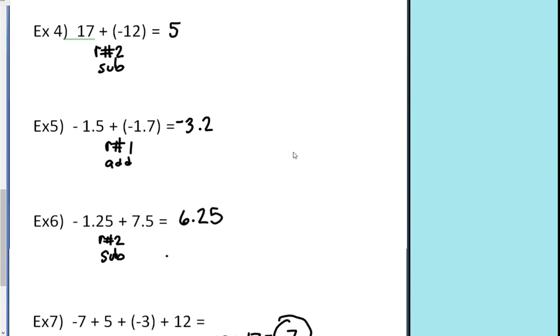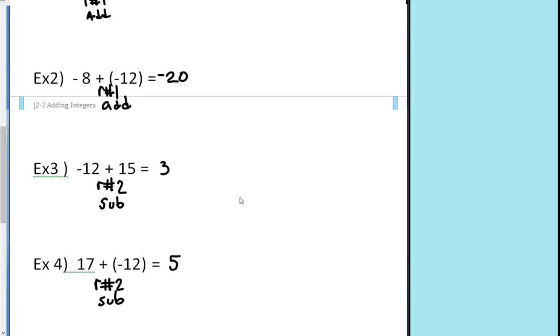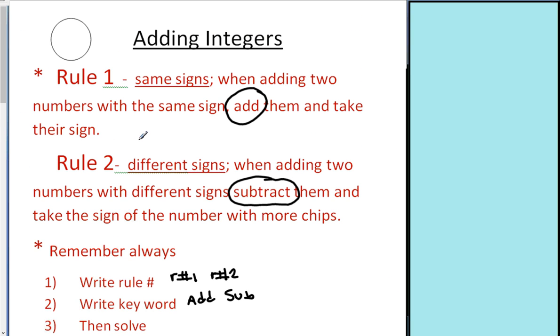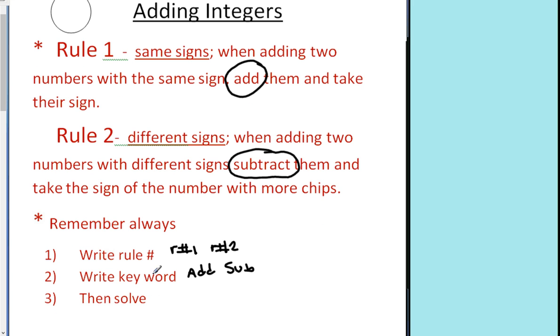And there you have it. Adding integers. Very important concept. It's something that by the end of this unit you have to be perfect at. You can't be making mistakes with it anymore, but hopefully going back and thinking of it as chips and remembering what these rules are, write the rule each time, write the keyword, then solve it. Hopefully you won't make very many mistakes. Good luck.